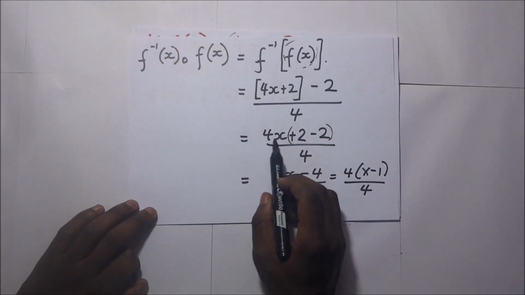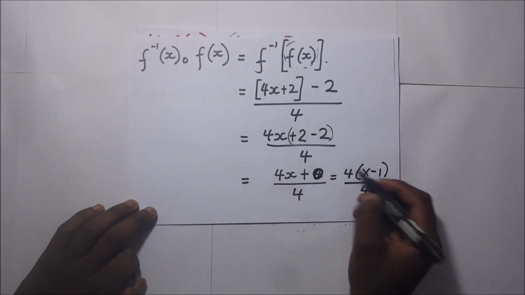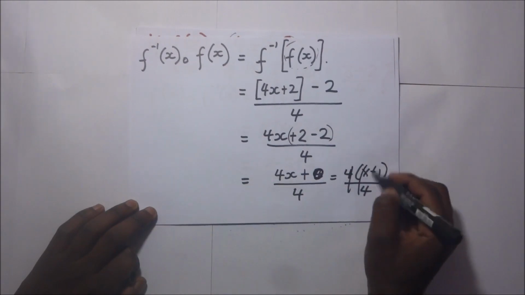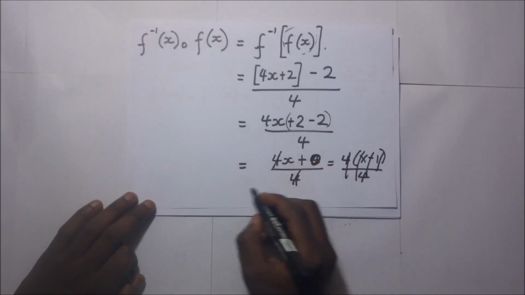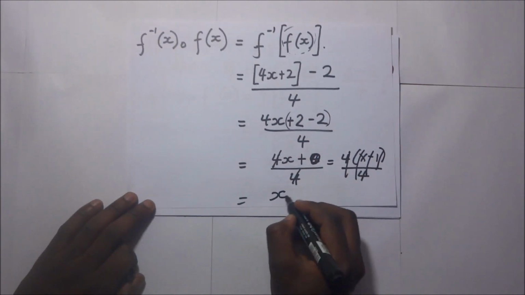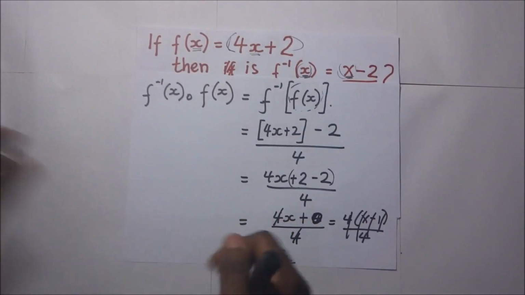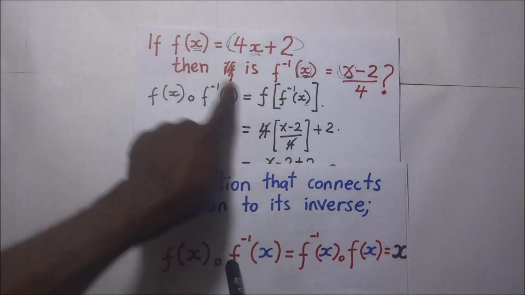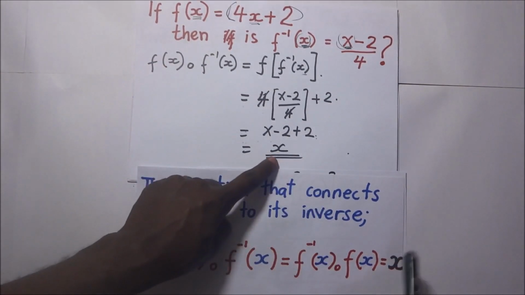So it means this is going to become 4x plus 0. And this ends up being 4x over 4. The 4's will cancel out and you remain with the value of x. So from here you notice one thing. When we make this a composite function of that in this expression, as exhibited here, we ended up with our final answer being x.